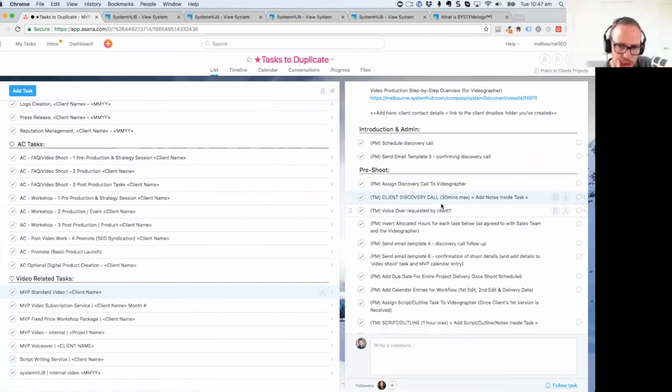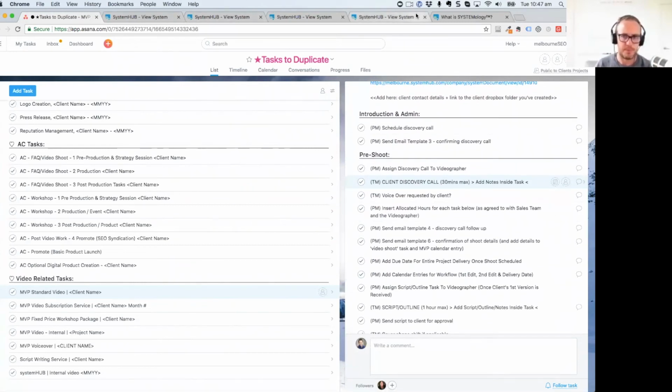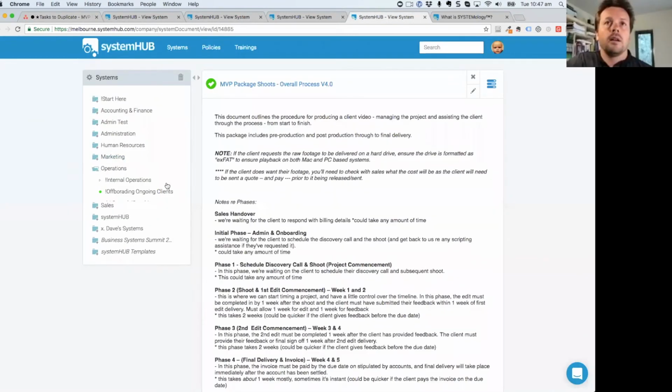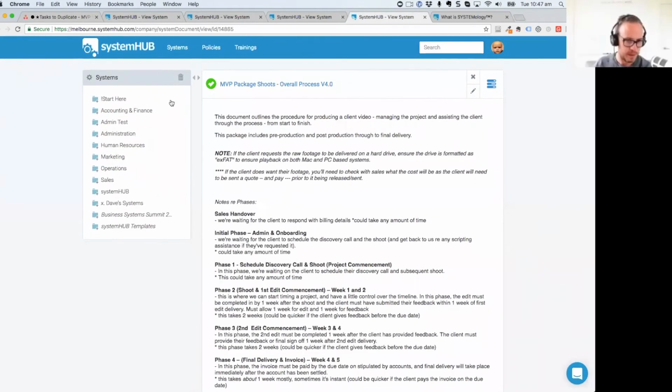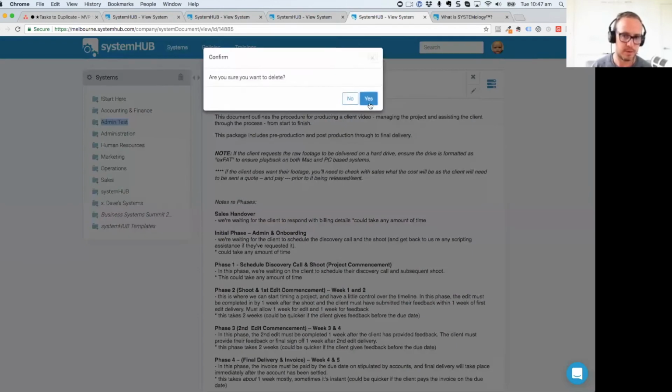One thing, Dave, which I don't know if you can just clear up for me now. Looking at the structure in the SystemHUB, you've got all of the clear departments on the left-hand side there. You've got all your accounting, finance, admin, and all that sort of stuff. Then how does that correlate or reflect your project management?